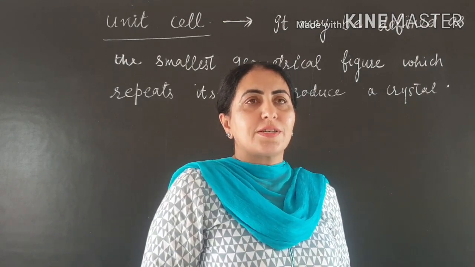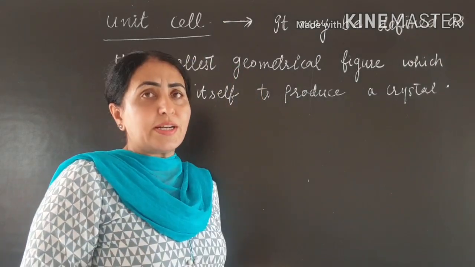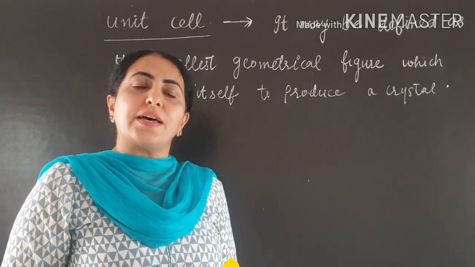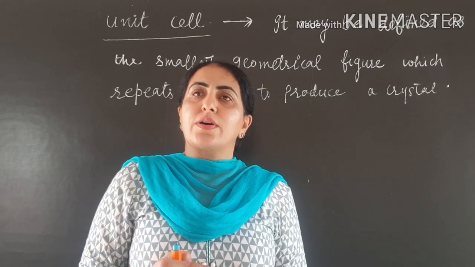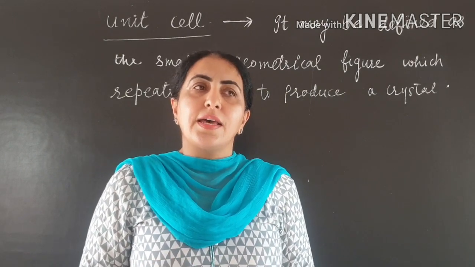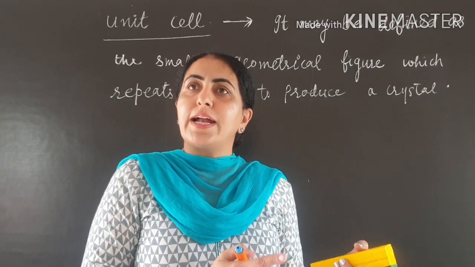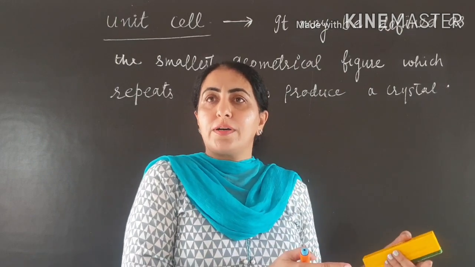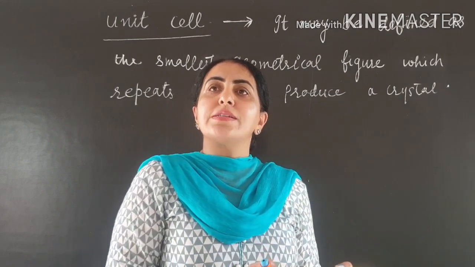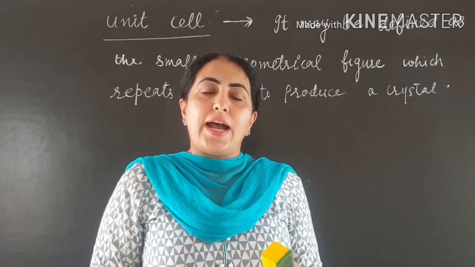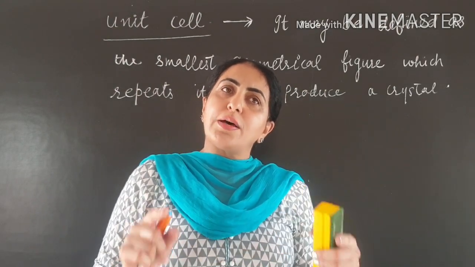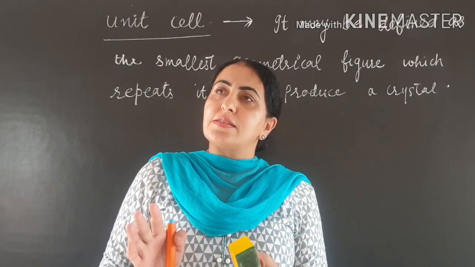So first, what is a unit cell? We have studied that a space lattice, or a crystal lattice, is an array of points, and those points are called lattice points. The total of all the points is called a space lattice.